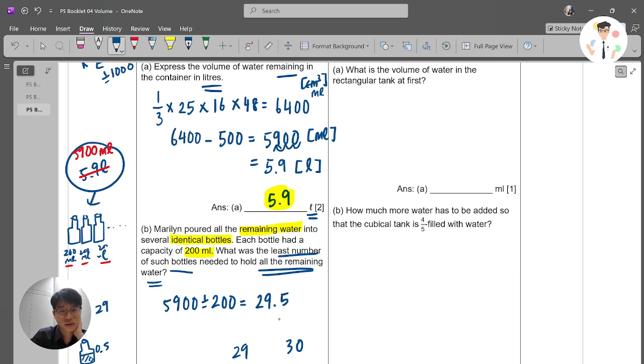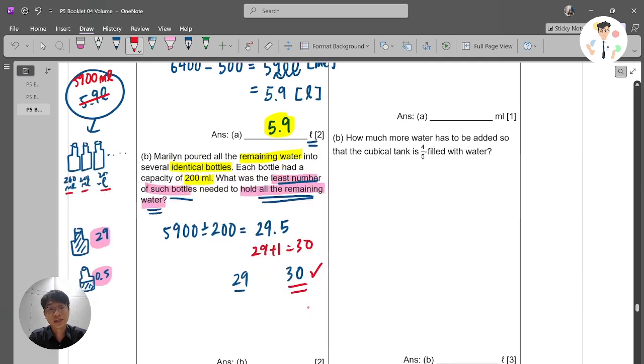But teacher, should I put the answer 29 or 30? Now, if the question says I want to find the number of bottles that are full 200 ml, then it will be 29. But this question says what? This is very important. Focus. The least number of such bottles to hold all the remaining water. I want to hold everything, which means not only this 29, I want this water as well. I cannot say 29.5, right? I use another new bottle as well. So it's 29 plus 1, which is 30. So the answer is 30.